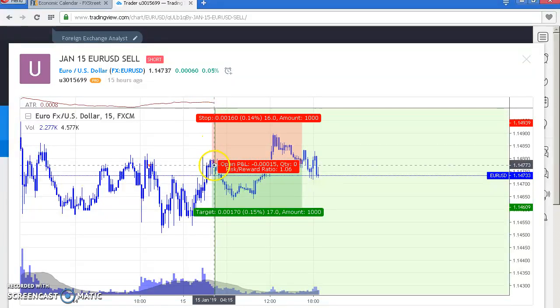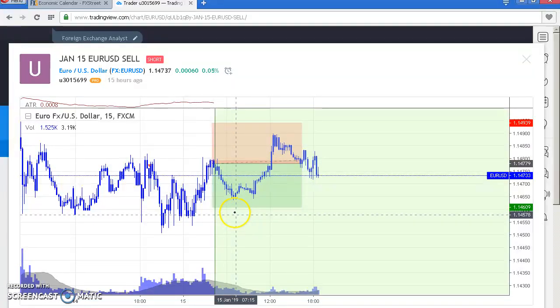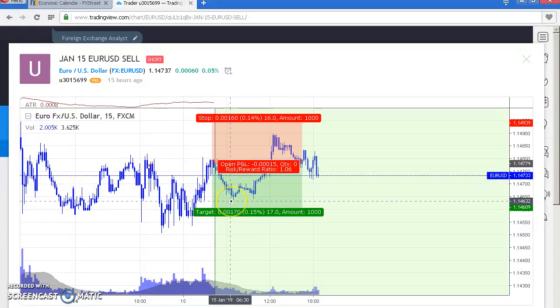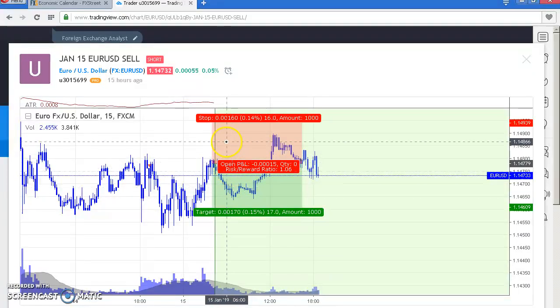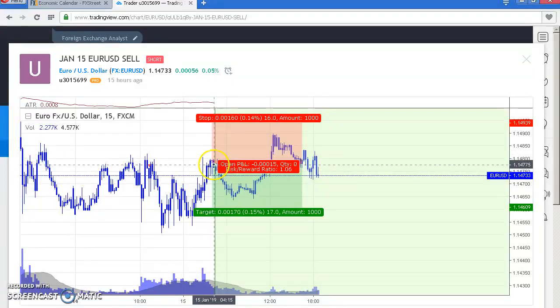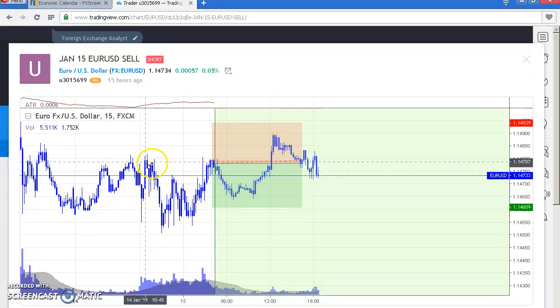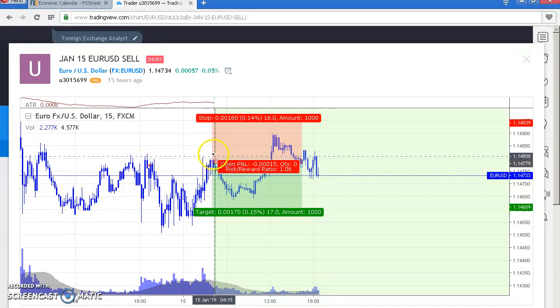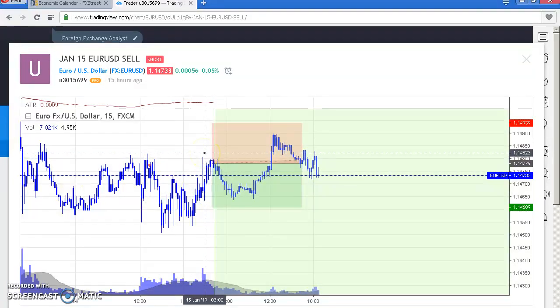So I entered over here, and 1 pip for the spread, because otherwise there's no point taking the trade. So my stop loss was 16 pips and my take profit was 17 pips. I entered over here next to the landmine of the big boy. I was expecting to get a higher price somewhere over here, but I could not get a fill.